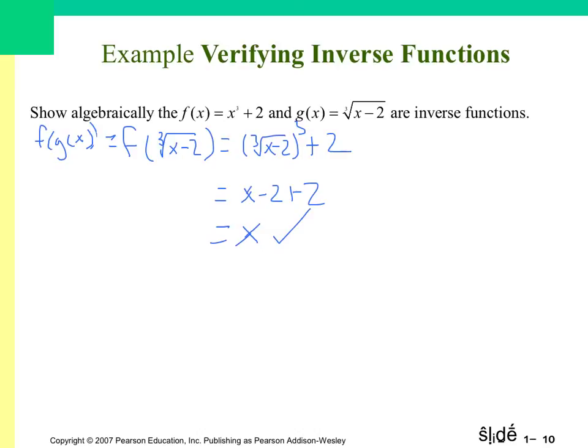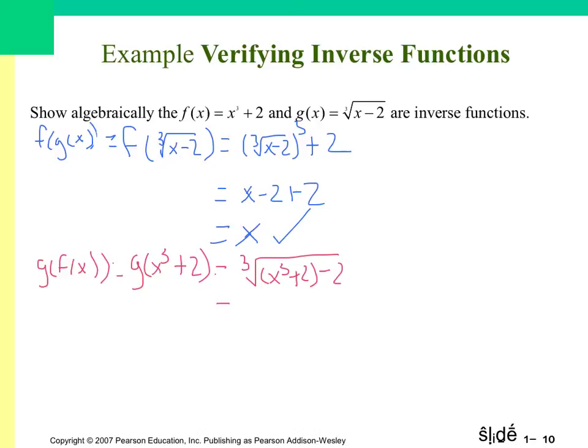Now we need to calculate g of f of x, which is g of x to the third plus 2. Plug it in. Cube root, well, what does x equal? x to the third plus 2 minus 2. Well, what's 2 minus 2? 0. So cube root of x to the third, x. So there we go.